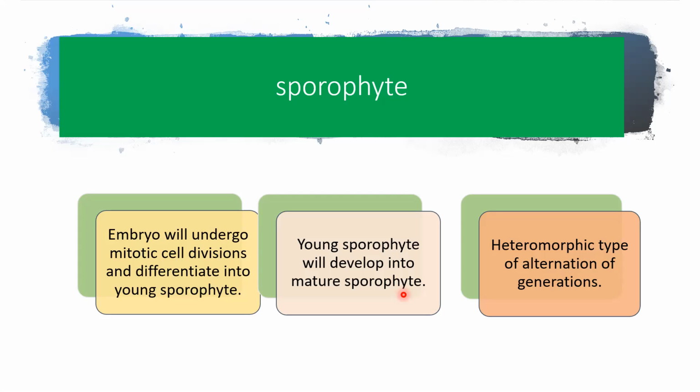Ultimately, the antherozoid will travel toward the egg. Fertilization takes place. Zygote is produced. The zygote undergoes mitotic cell division to form the sporophyte, young sporophyte, and mature sporophyte. So the sporophyte has given rise to the gametophyte, and the gametophyte has given rise to the sporophyte. This is called alternation of generations. Now, because the prothallus structure, or gametophytic structure, is different from the sporophyte, the morphology of the sporophyte is different and the morphology of the gametophyte is different. So this is called the heteromorphic type of alternation of generations.